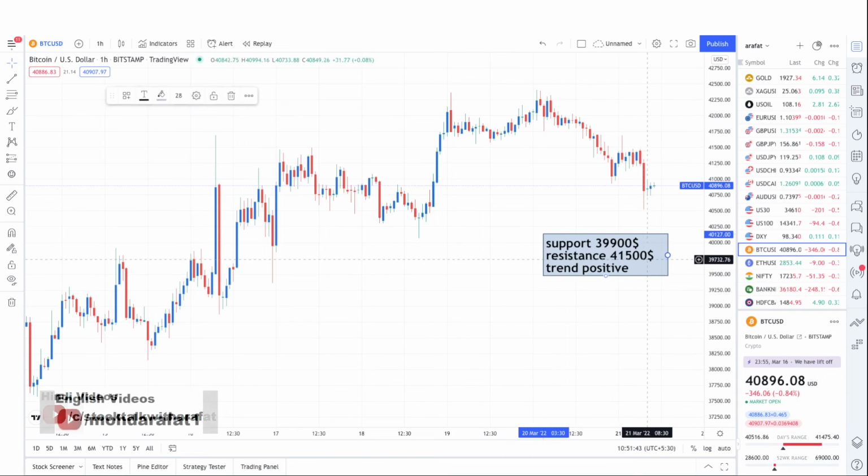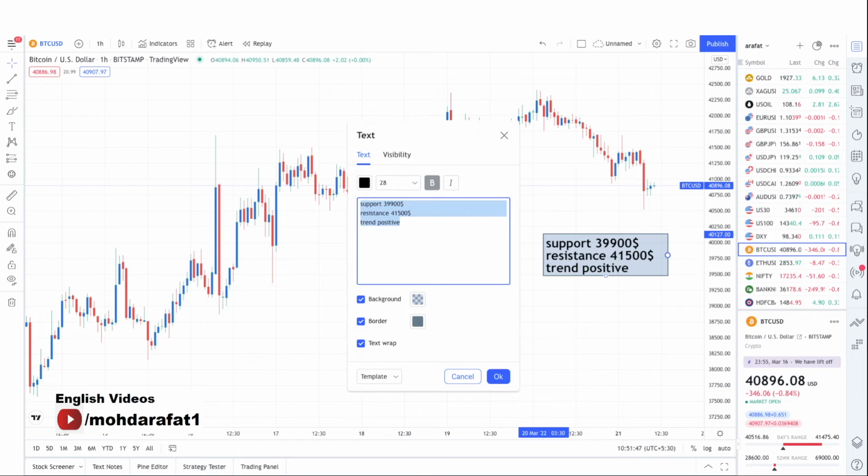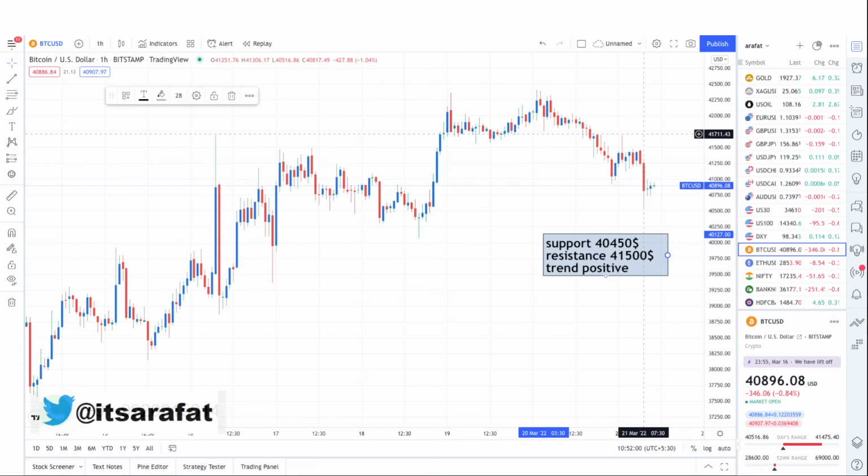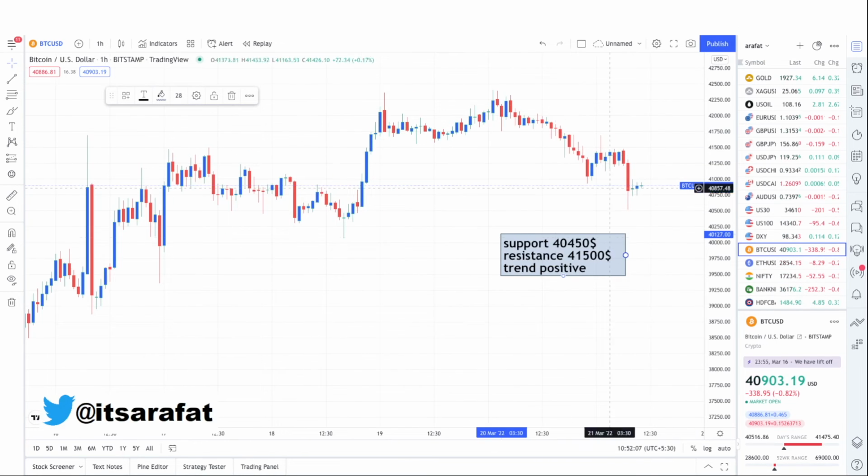This is Bitcoin. These are the levels from last week. I'll change the levels. Support in Bitcoin now stands at $40,450. Resistance is the same. In fact, the resistance is so good that Bitcoin made a high around 41,470 and couldn't break the resistance. So the resistance is still intact. Support has changed. The trend is still positive as long as the market is holding above support.